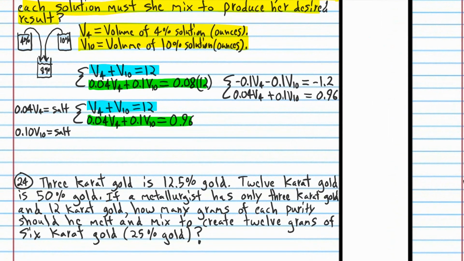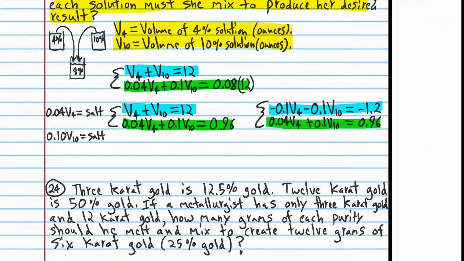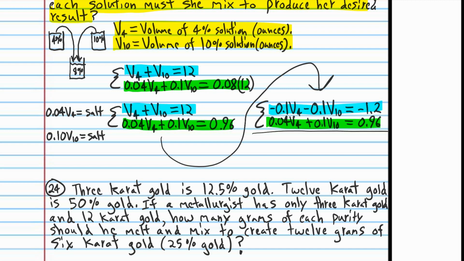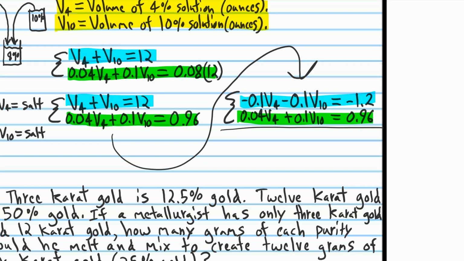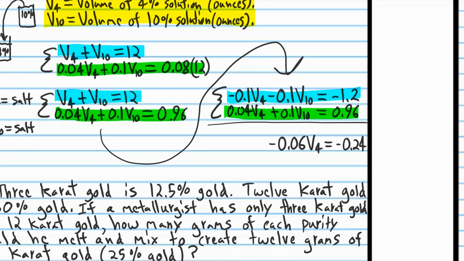And now we're ready to eliminate. Let me color code first. Negative 0.1 V4 plus 0.04 V4 is negative 0.06. And we'll put an arrow. So we're ready to eliminate. So we add the equations together. And 0.96 minus 1.2 is negative 0.24. Divide both sides by negative 0.06.